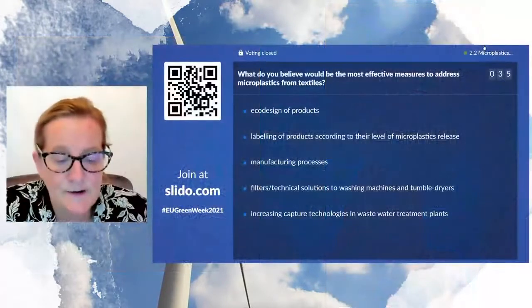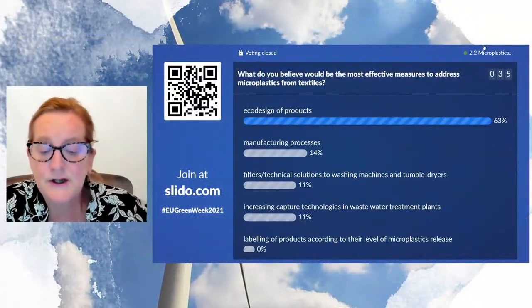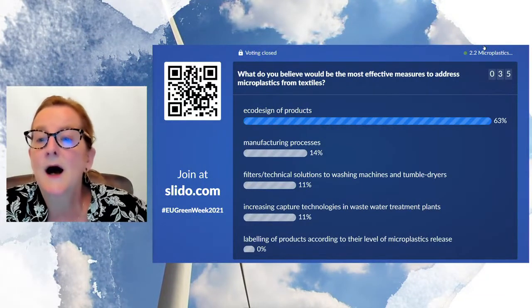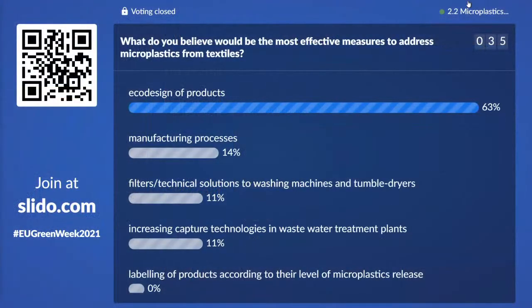So if it's possible, can we have a look at the answers to the first question that I asked, which was, what do you believe would be the most effective measures to address microplastics from textiles? I gave you several options: eco-design, labeling, manufacturing processes, filters and technical solutions, or increased capture technologies in wastewater treatment plants. And by some margin, eco-design of products came out. 63%, two-thirds of you picking eco-design of products as the crucial thing.